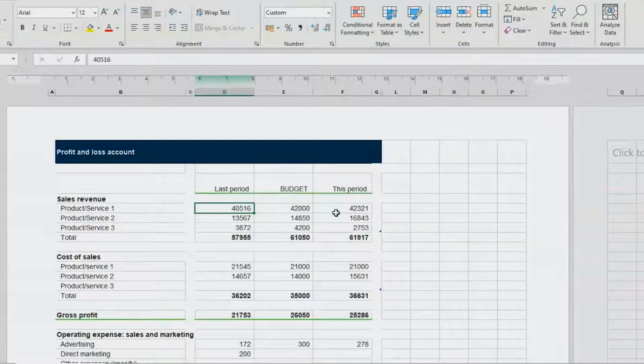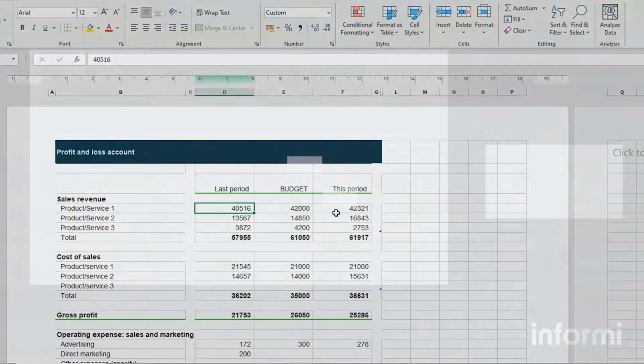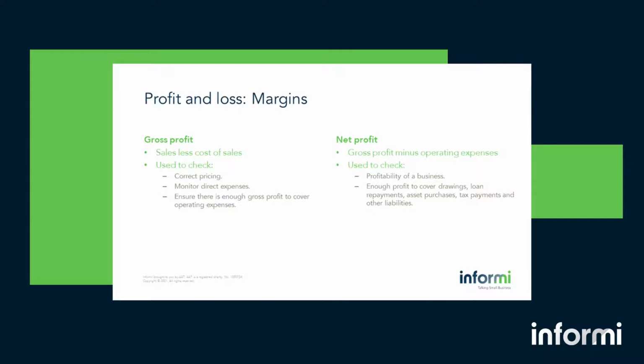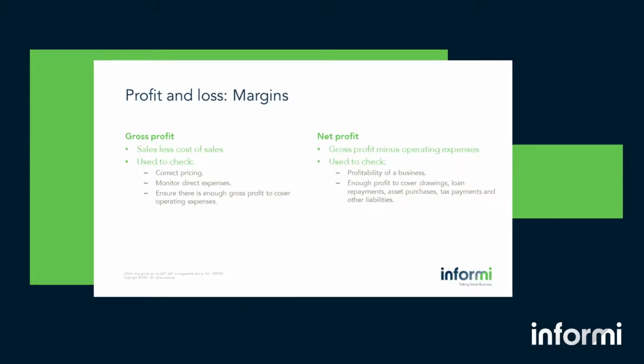So those are some of the things that you could look at with your sales figures in your report, whether it's on a monthly or an annual basis. So next, we're going to look at the margins on your profit and loss.